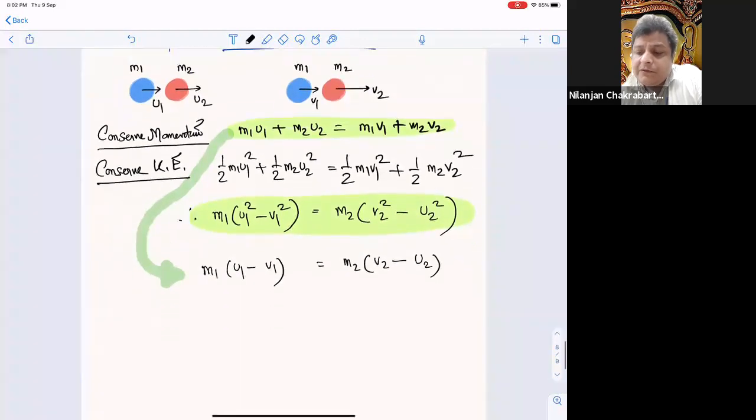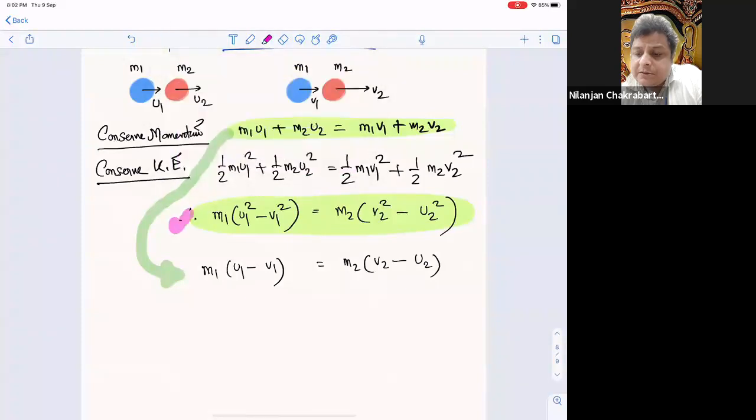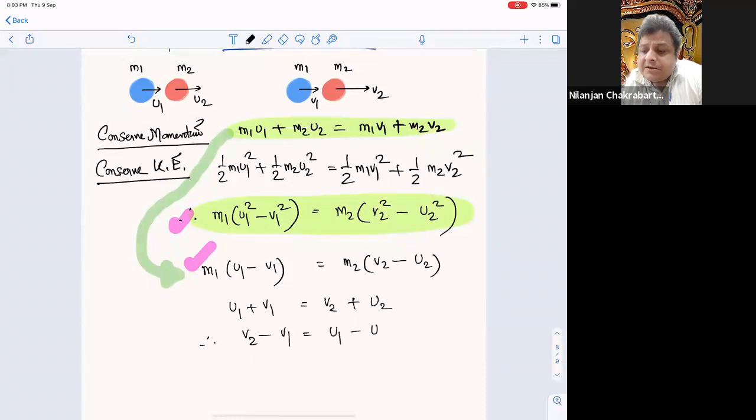Now you divide these two equations, this and this. What will you get? u1 plus v1, right? That u1 square minus v1 square is what? u1 plus v1 equal to v2 plus u2, which implies v2 minus v1 equal to u1 minus u2, which implies E is equal to 1. Hence proved that E is equal to 1.